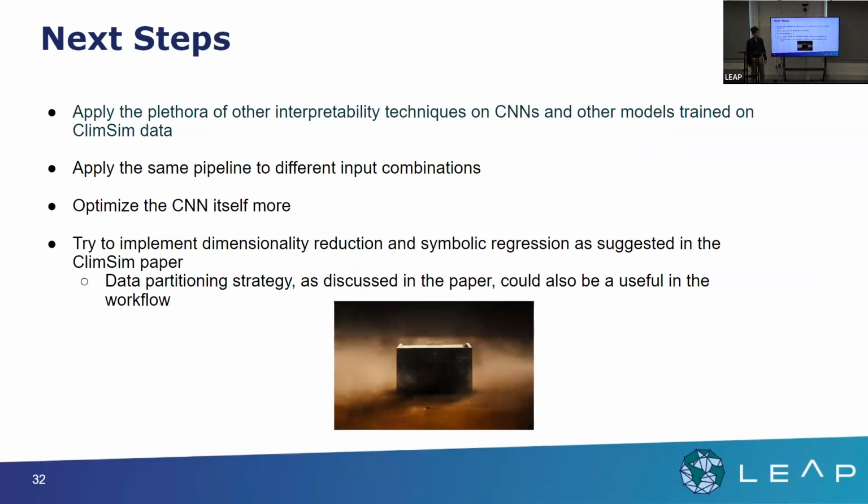Finally, next steps would be applying other interpretability techniques on CNNs and other models, and applying the same pipeline to different input combinations. The combinations that I used in my models were somewhat random because I had limited time and didn't have time to train more models, so that's probably not the most ideal input combination. Also, optimizing the CNN itself more, because 0.8 is not that good, and trying the other methods suggested in the Clemson paper. So yeah, that's it.